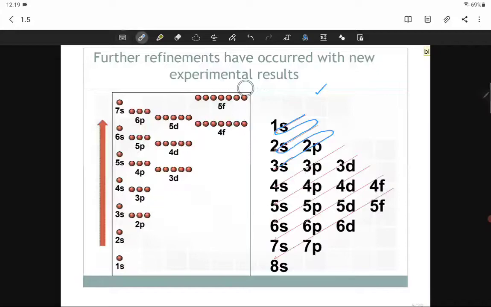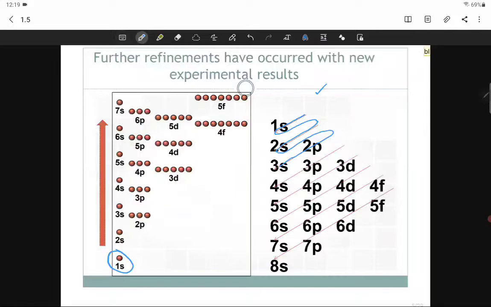This one just goes to 8s. And this is another way to look at it. You would start at the lowest energy possible, and electrons could reside in 1s. And then after 1s is full, they could fill up 2s.